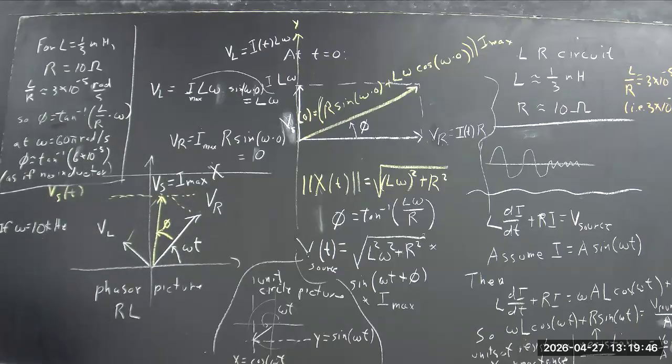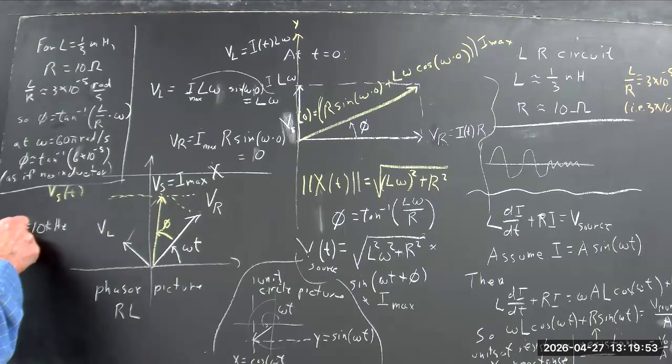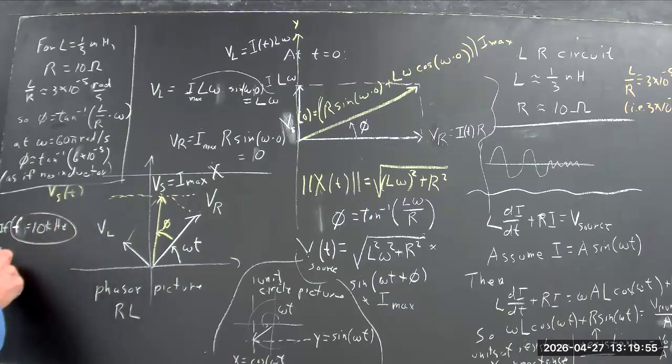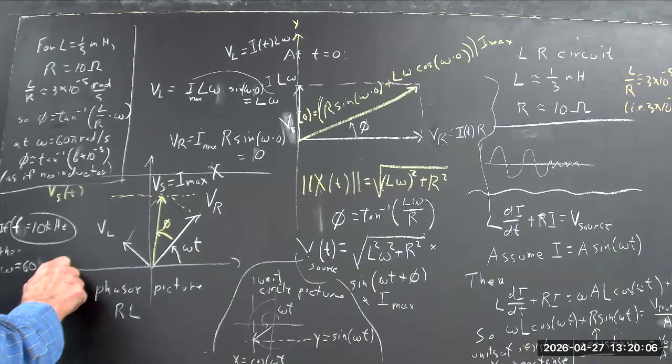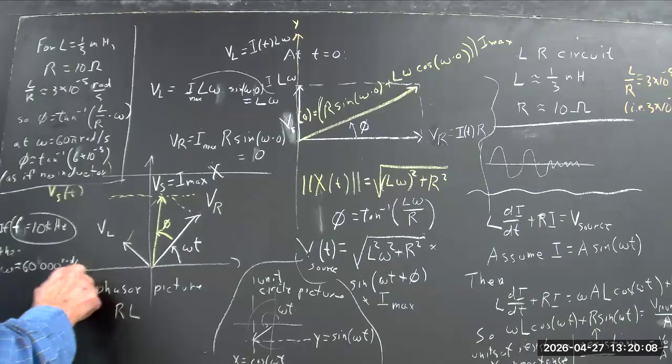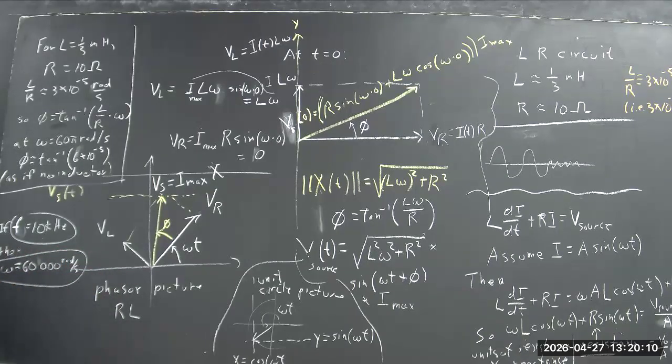Okay, well, I'll help you out with that. I'm sorry. If the frequency is 10 kilohertz, then omega is about 60,000 radians per second. What do you get if you multiply 60,000 by 3 times 10 to the negative fifth?